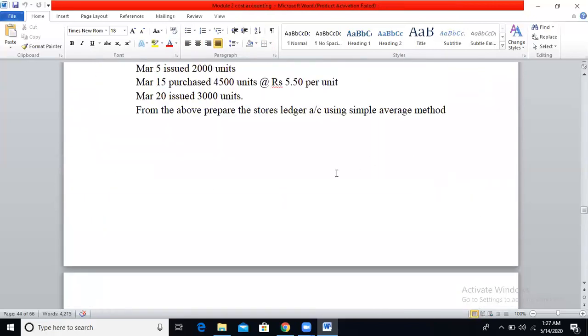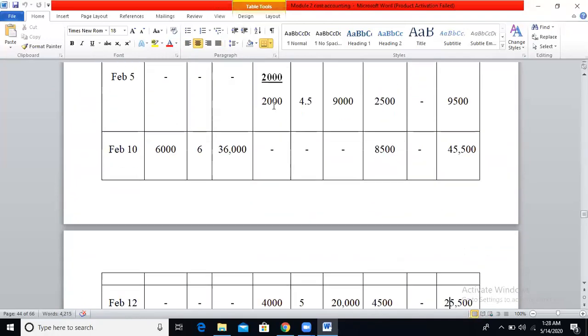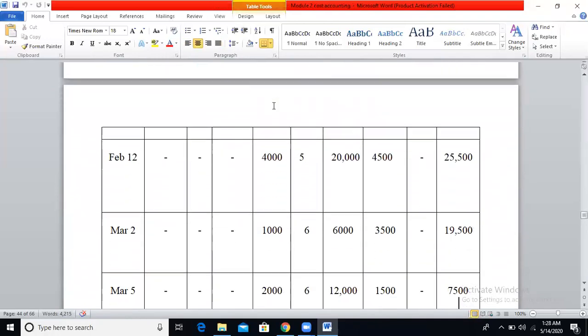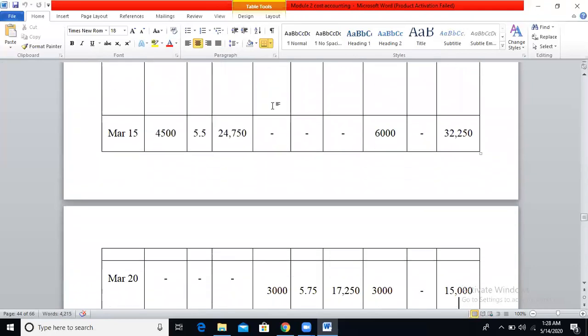Then the next transaction is March 20th, we are issuing 3000 units. So write the date, March 20th. How many units we are issuing? 3000. So before issue, you have to see the balance quantity prevailing. Here the balance quantity will be 6000.